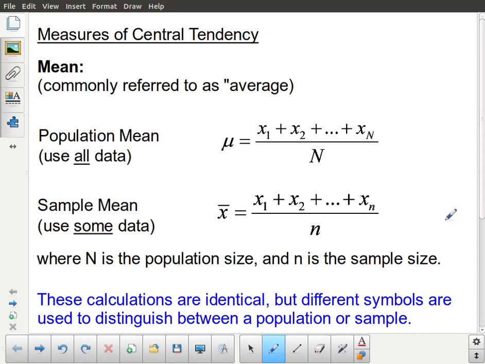The most common, the one that most people are going to be familiar with, is what's known as the mean, which is also commonly referred to as average. In a mathematical setting, in statistics and in data management, we generally don't like to use the word average because it has some ambiguities associated with it. So when we're talking about a mean, we're going to take all of the data that we have available, add it up, and divide by the number of pieces of data.